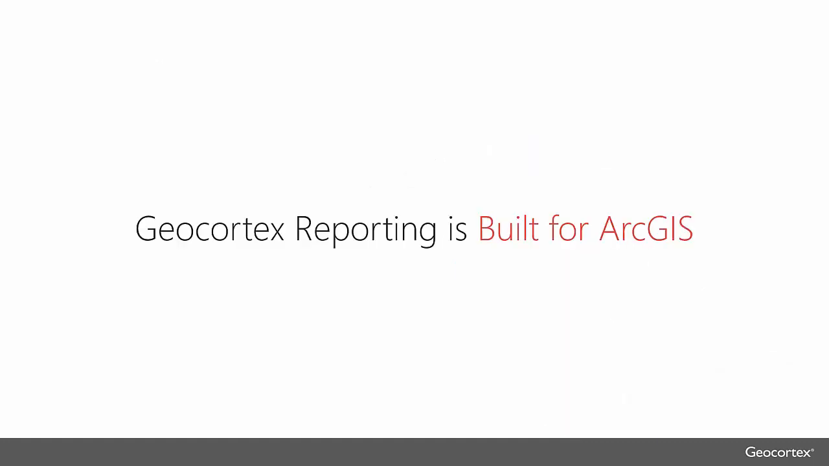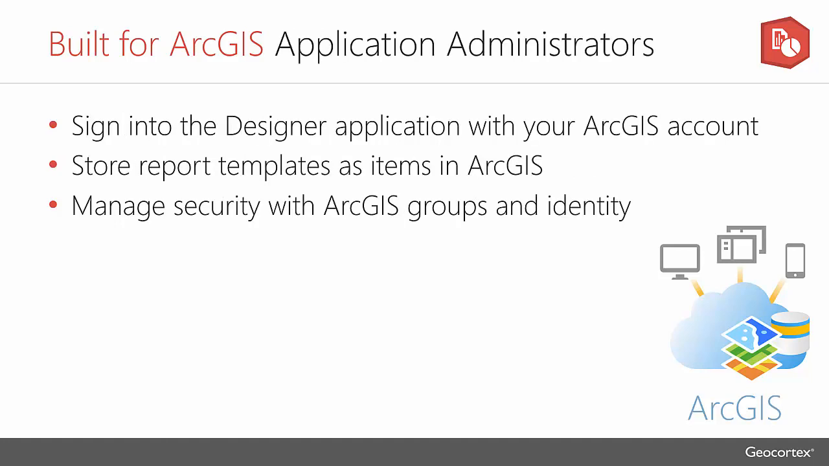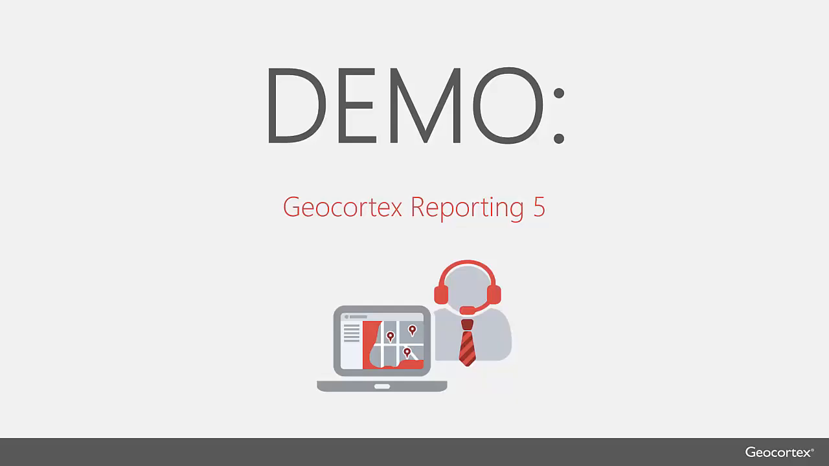Geocortex Reporting 5 is purpose-built for use in ArcGIS. That means it consumes ArcGIS layers and tables as well as ArcGIS web maps, alongside external SQL data sources. Being built for ArcGIS also means that all authentication, storage, and permissions for Geocortex Reporting 5 are managed through your ArcGIS accounts. That's enough talk. Let's see Geocortex Reporting 5 in action.